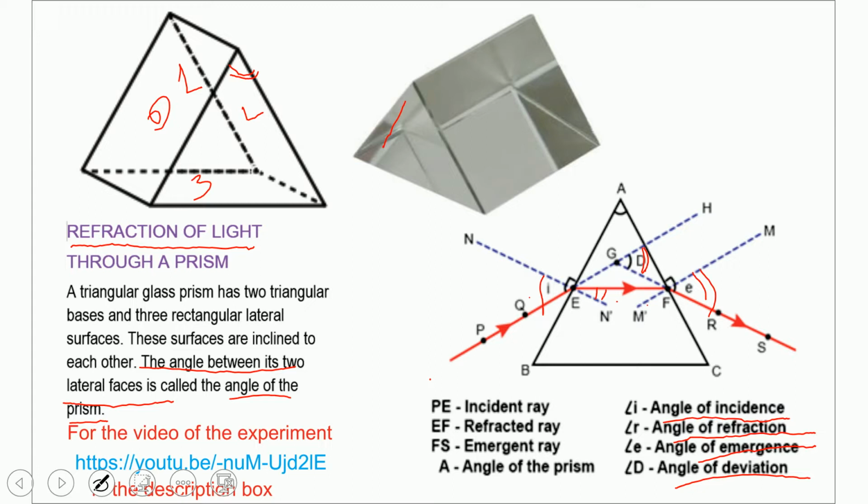So all of you understand the refraction of light through a prism, and the most important aspect here is the angle of the prism and the angle of deviation. What is the angle of deviation? It is the angle between the incident ray and the emergent ray. This is the incident ray and this is the emergent ray. So the angle between them is called the angle of deviation. That is very important while considering a prism. You understand it, so we will go to the next.